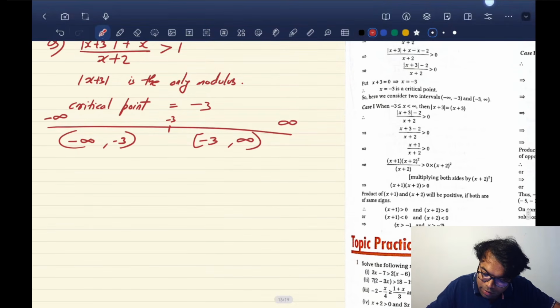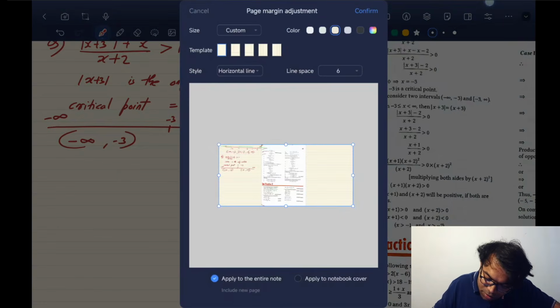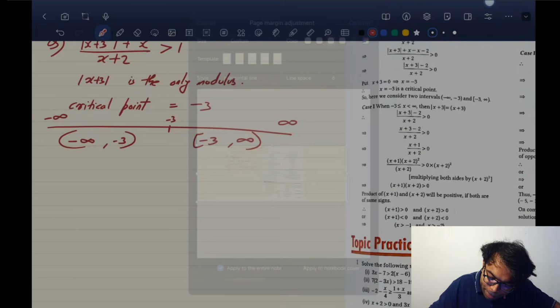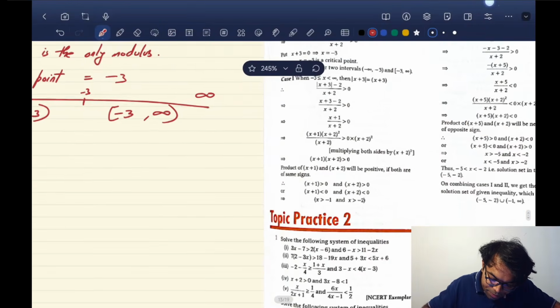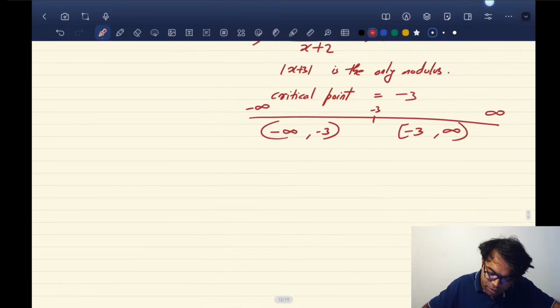Okay, hold on. We just increase the margin. Much better. Now I have much more space.